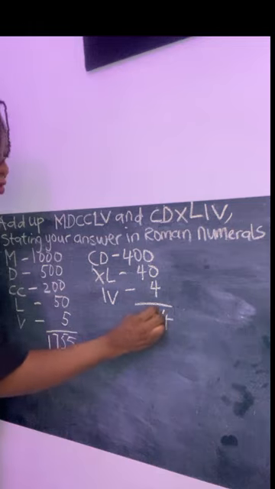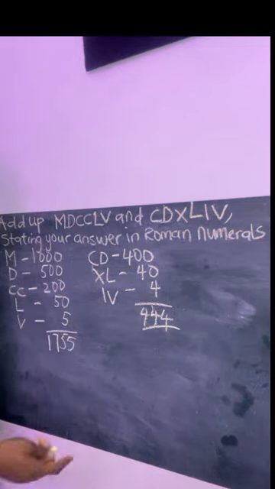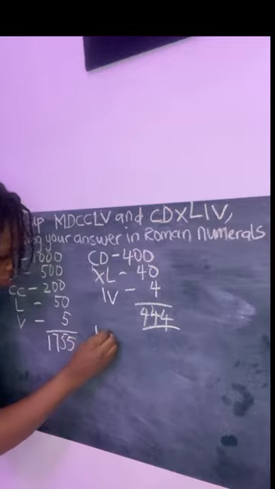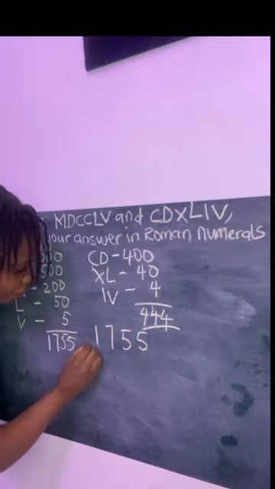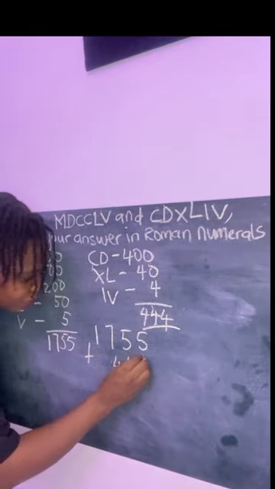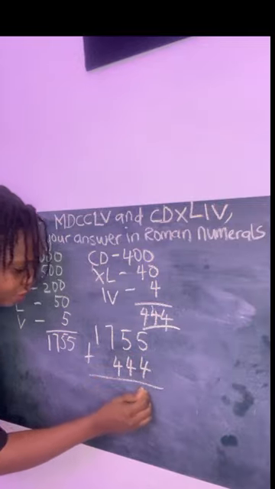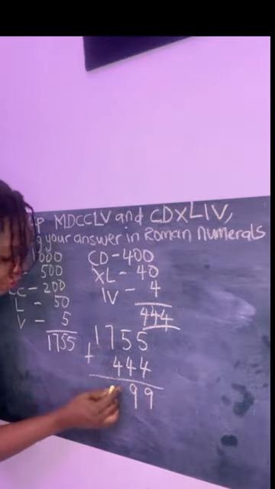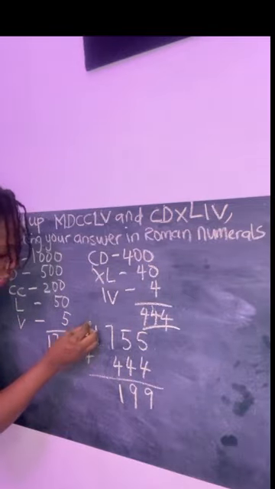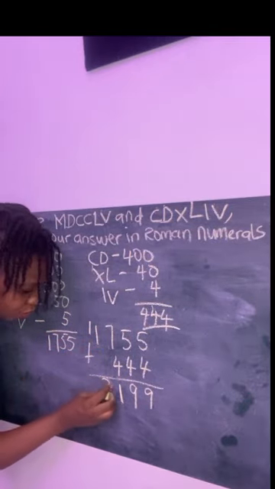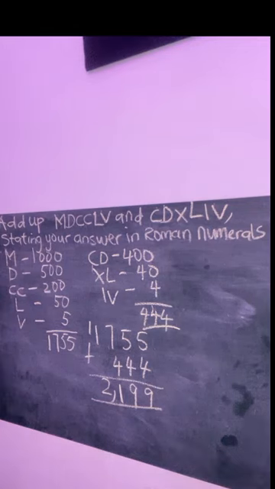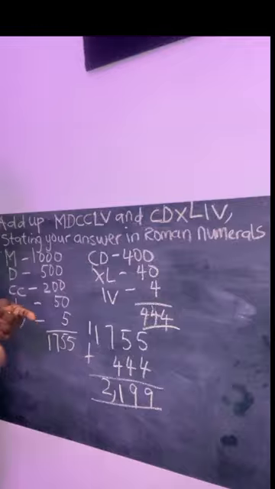I hope you understand. So let's add up. This will be 4, 4, 4. That is 444. So let's add the two figures together. 1755 plus 444. 5 plus 4 is what? 9. 5 plus 4 is what? 9. 7 plus 4 is what? 11. I will write 1 and keep 1 here. 1 plus 1 is what? 2. So the total number is 2,199.